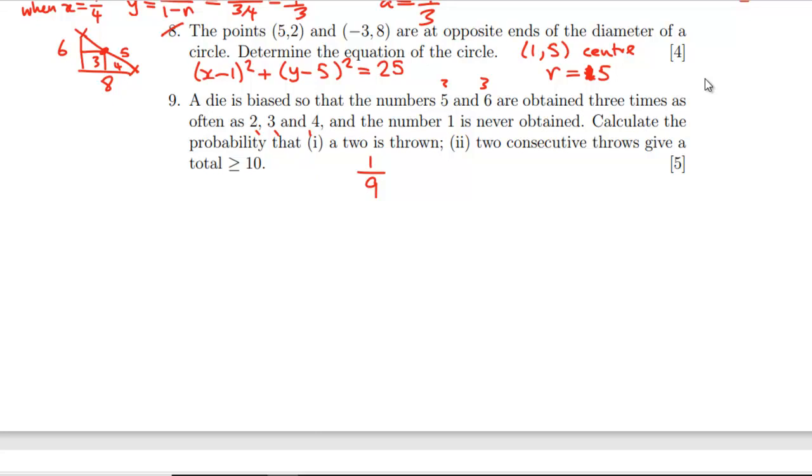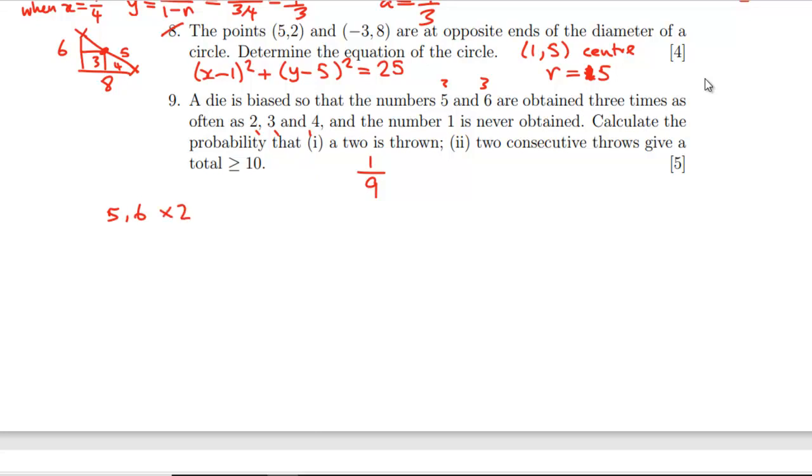2 consecutive throws give a total of greater than or equal to 10. So we've got, so yeah, what can we do for that? We've got, well, we could go 5, 6. Well, actually, we're doing 5 or 6 twice.